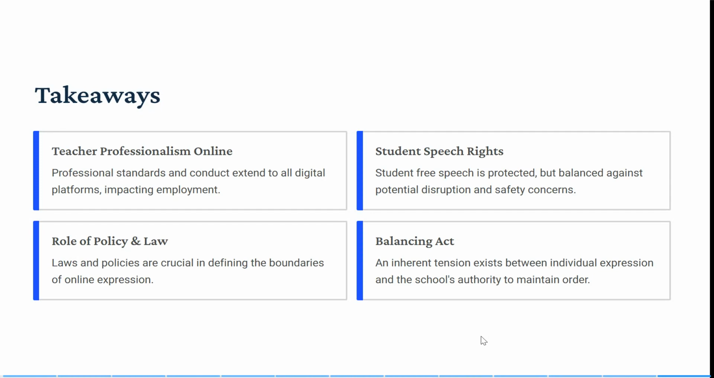The role of policy and law: laws and policies are crucial in defining the boundaries of online expression. And there is a balancing act. There is an inherent tension that exists between individuals' expression and the school's authority to maintain order.